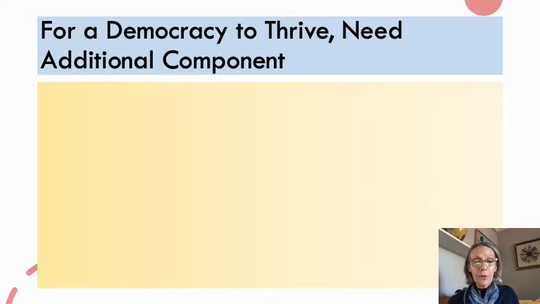So we're going to look at three components that are necessary components of a democracy. This isn't an exhaustive list. There are other elements that need to be present in a democracy, and we'll be talking about those throughout the course of the semester, but I just wanted to focus on these three in this lecture.